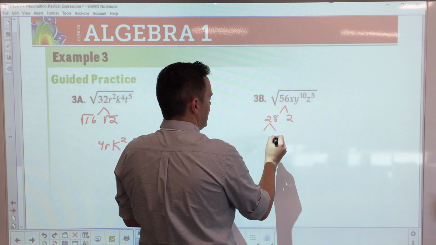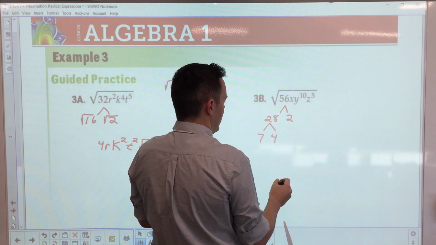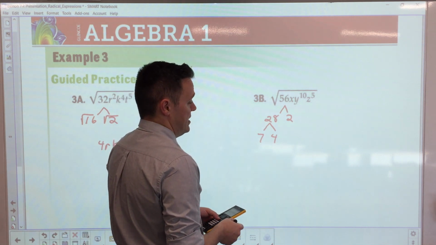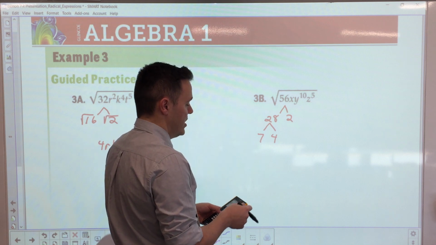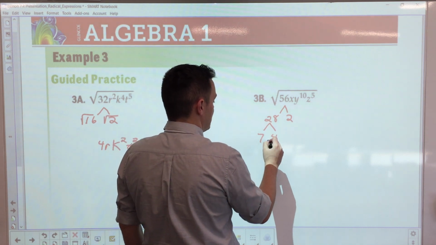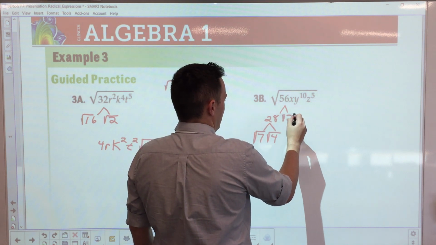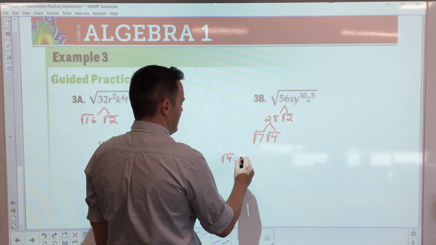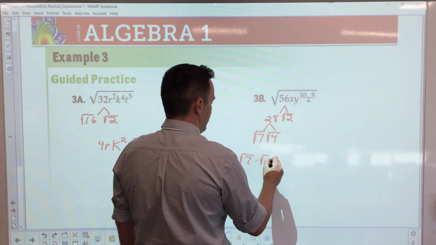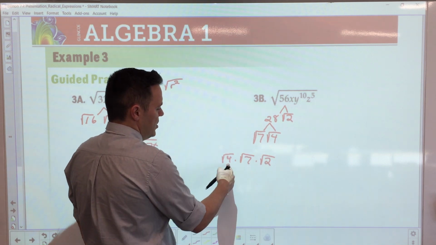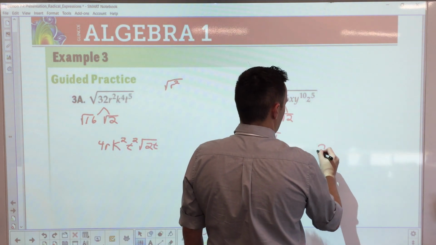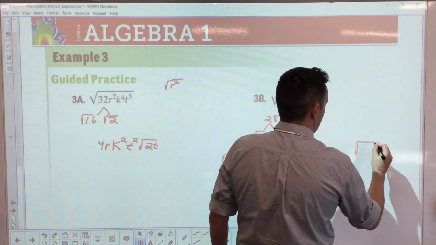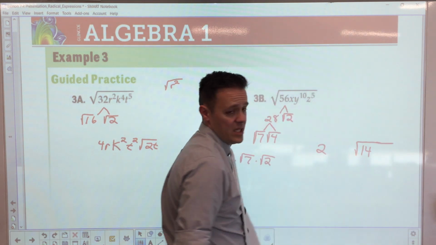All right, I can break 28 down into 7 and 4. Okay, and then I can't break 7 down any farther because that's a prime number. So, ladies and gentlemen, your setup here is I can do a square root here. So, what would be the square root of 4 times the square root of 7 times the square root of 2? All right, if you set this up, you know your outside number here would be 2. And then you can't simplify these, so you would just multiply them together. 14, okay, just like that.